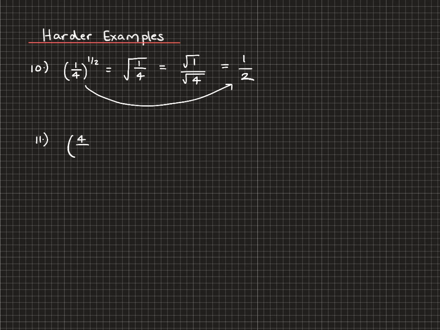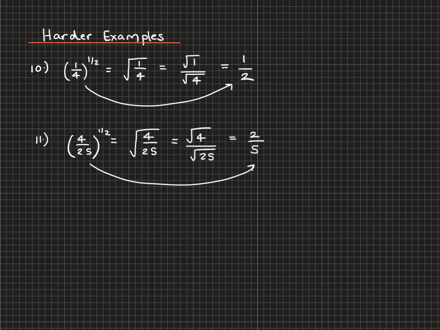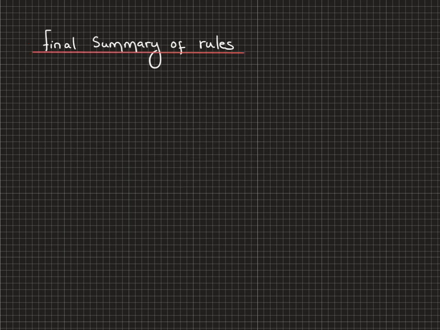We're going to raise 4/25 to the power of 1/2, which means that we're going to square root 4/25, and again, we can take the square root of the numerator, the square root of the denominator separately, which is 2/5 as a final answer. So we're going to finish off with a very quick final summary of the rules that we have seen so far involving indices.